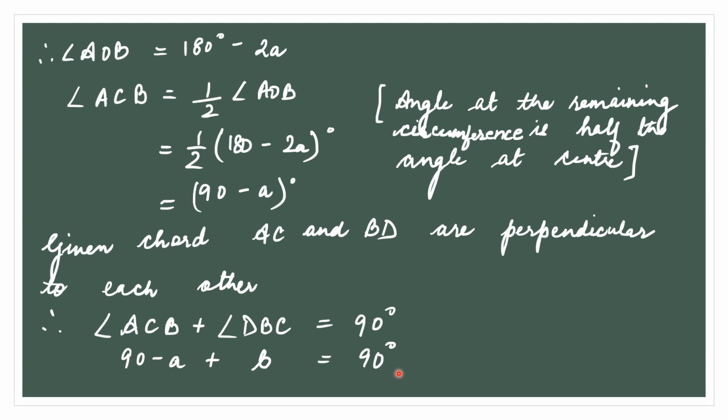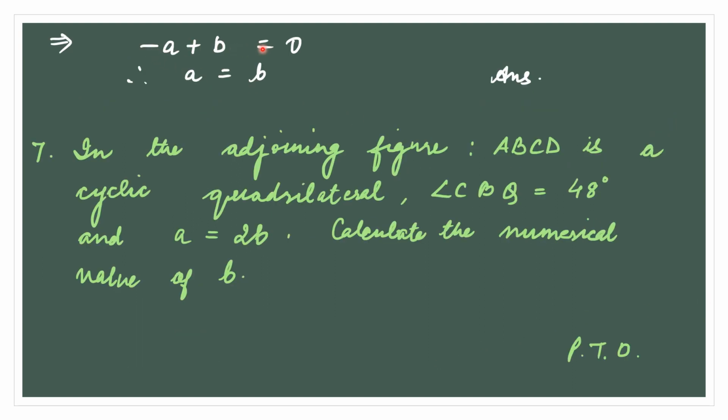Okay, angle ACB plus DBC is 90 minus A degrees plus B degrees, which is equal to 90 degrees, because the remaining angle is 90 degrees. This should add up to 90 degrees, because one angle is 90 degrees already, so the other two angles should add up to 90 degrees in a triangle. So minus A plus B is equal to 0, therefore A is equal to B, and that is the answer.